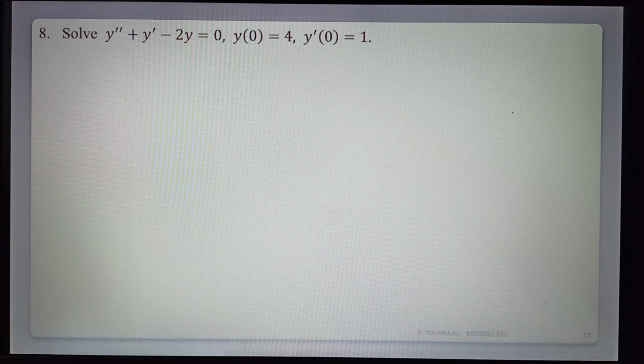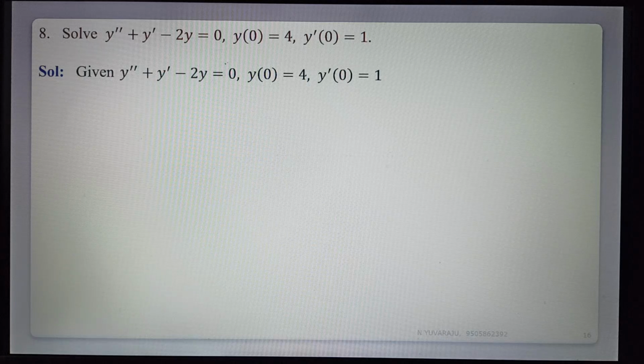Okay, see the next one. So given equation is a second order equation, y double dash plus y dash minus 2y is equal to 0, and also given initial conditions, y of 0 is equal to 4, y dash of 0 is equal to 1. Using the two initial conditions, first find the general solution, next using these initial conditions find the values of the arbitrary constants c1, c2, and finally find the particular solution of the given equation.